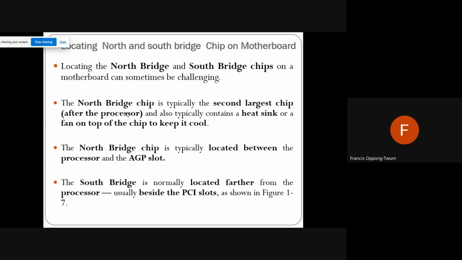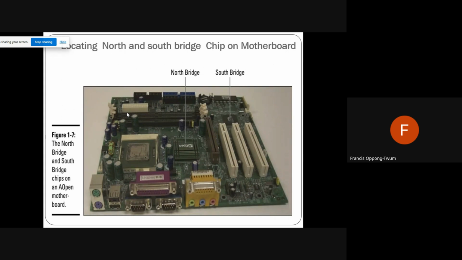I said the north bridge chip is typically the second largest chip after the processor. It contains, I was referring to the processor, a heat sink or a fan on top of the chip to make it cool. Sometimes some laptops can contain that, but the motherboard that I showed you has no heat sink on it to make it cool.